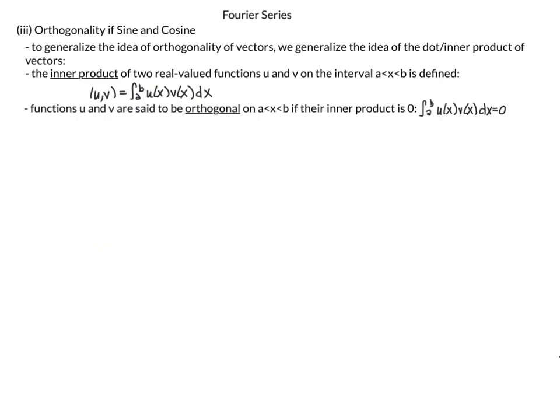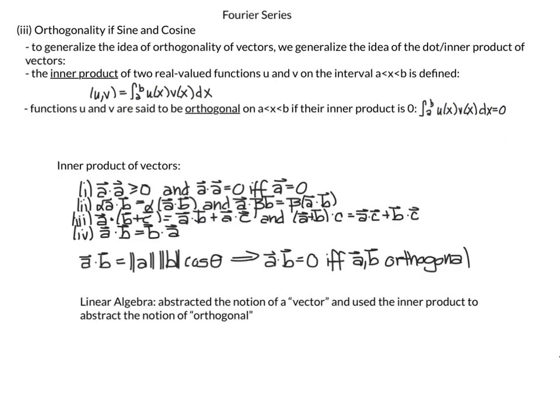The other thing you might remember is that functions were said to be orthogonal if their inner product is 0. So for two functions to be orthogonal, their integral, when you multiply them together and integrate, is equal to 0. Again, that's exactly analogous to the inner product of vectors. If you remember, a dot b was equal to the magnitude of a times the magnitude of b times cosine of theta, which meant a dot b is equal to 0 if and only if a and b were orthogonal, or at a 90-degree angle. So it's the same idea.